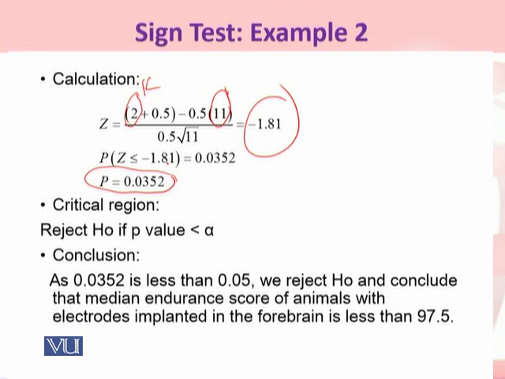So students, you have seen that our p-value of 0.0352 has come, which we found from the cumulative Z table. As this value of 0.0352 is less than 0.05, that is our alpha value, which we also call the observed p-value, that means our value is falling in the rejection region. So we will reject H0 and conclude that the median endurance score of animals with electrodes implanted in the forebrain is less than 97.5.